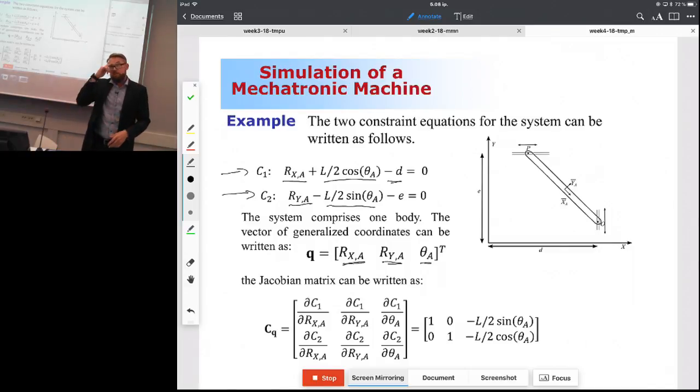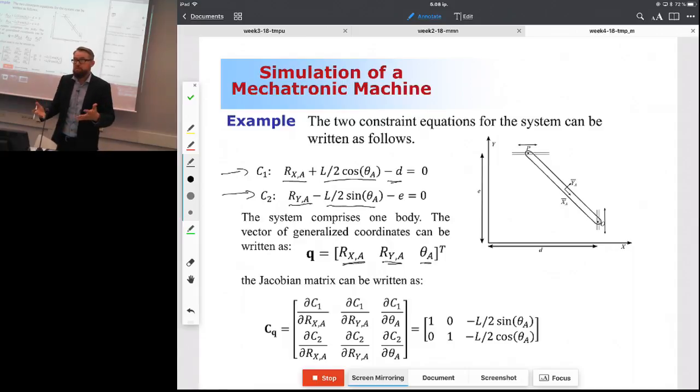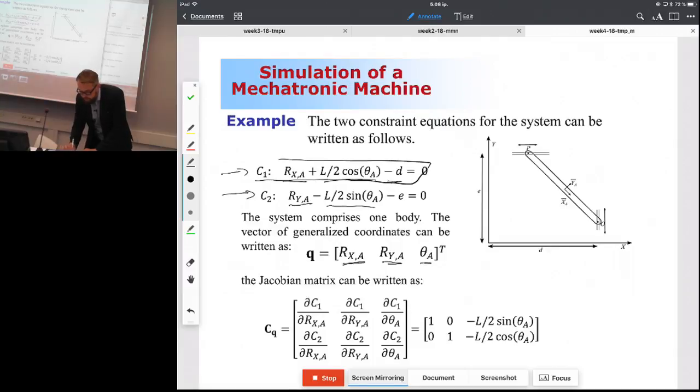Next is just pure mathematics. No thinking, just math. We will take this equation and first differentiate it with respect to the first variable. So it's going to be partial C1, partial Q1. Q1 is this guy, Rx.